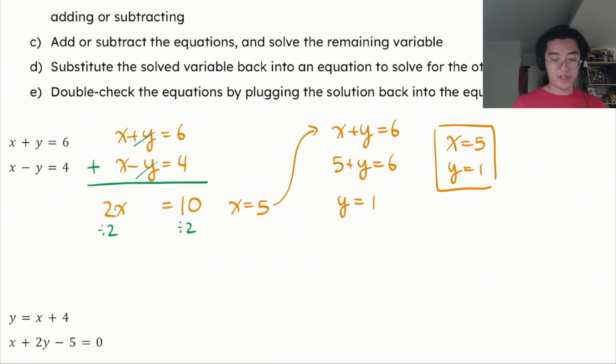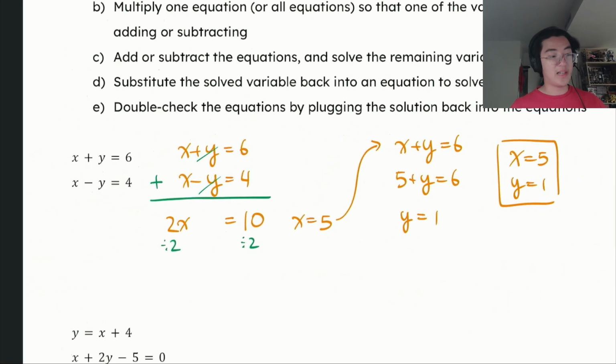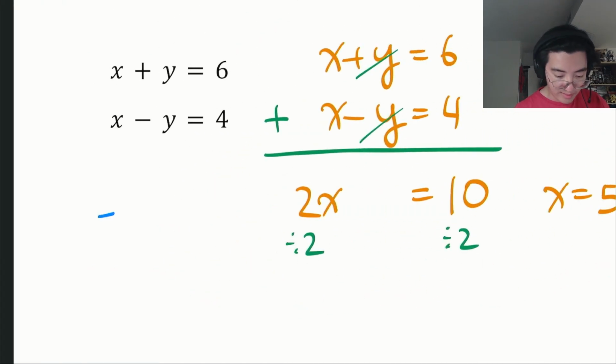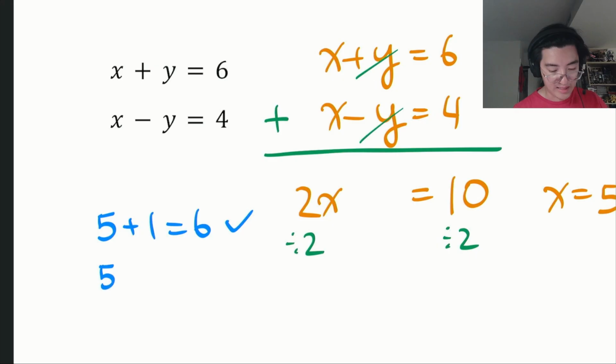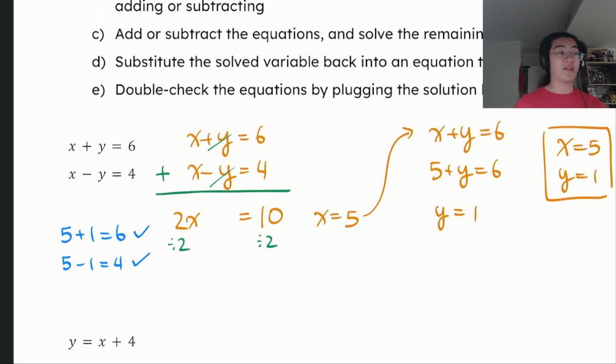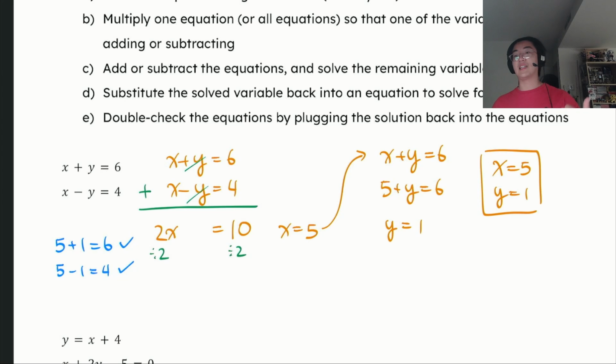And we can always just double check. X is 5, y is 1. Let's check it out. If x is 5 and y is 1, they add up to 6, check. X is 5, y is 1, subtracting equals 4, check. So if you're ever unsure, you can always double check your work by plugging x and y back into both equations to see if they still work.